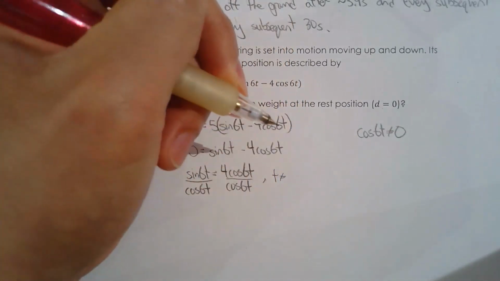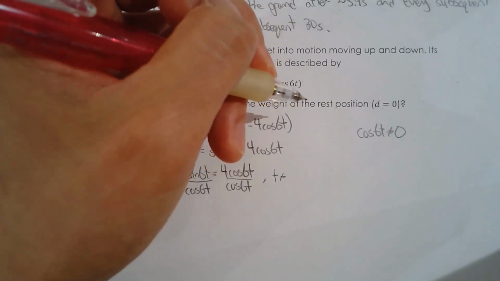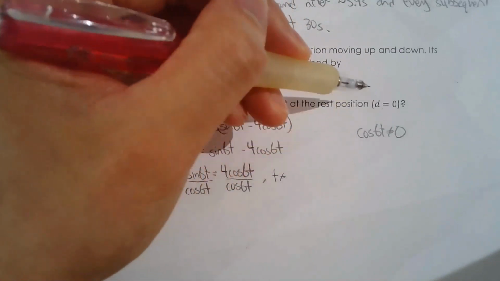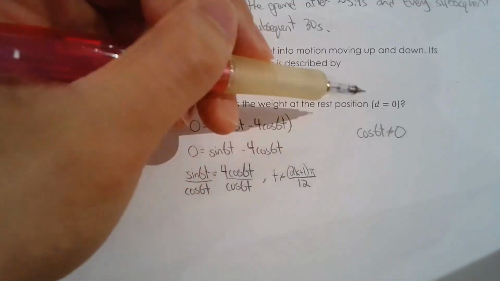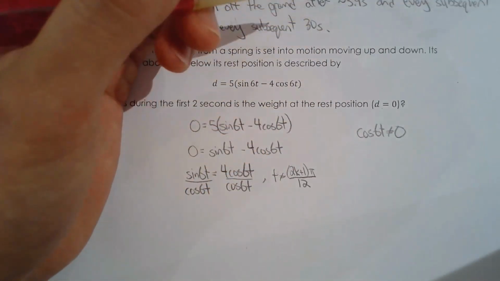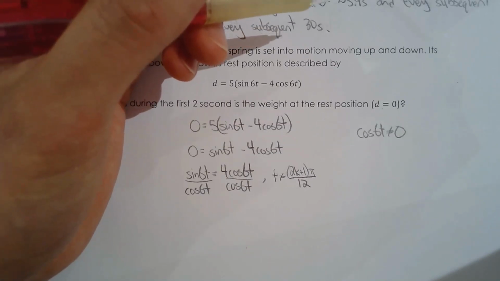Remember, the cosine function is 0 at an odd multiple of pi over 2. So cos t equals 0 at an odd multiple of pi over 2. But this is cos 6t. So if you think about it, it's still an odd multiple, but not of pi over 2, but of pi over 12. Because if you think of the graph of y equals cos 6t, you're basically taking cos t and applying a horizontal compression by a factor of 6.